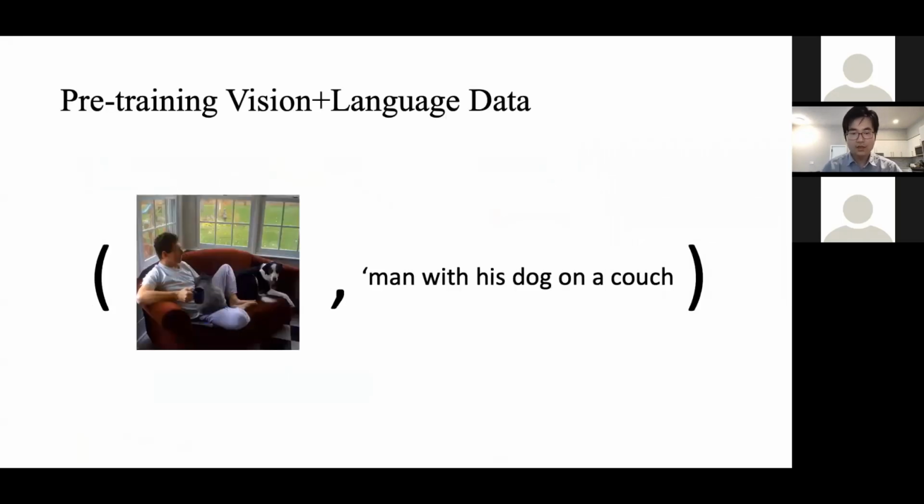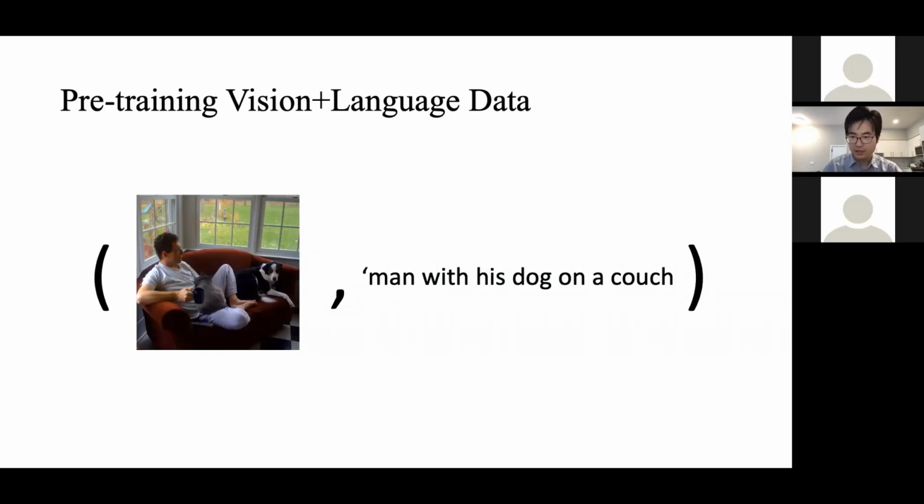Before moving to the details of those works, let's first look at what kind of pre-training data we are using. Typically, the pre-training data for vision and language are image and text pairs. But compared with vision or language only, there's one additional requirement, which is the pairwise relationship. So is such data also easy to get?